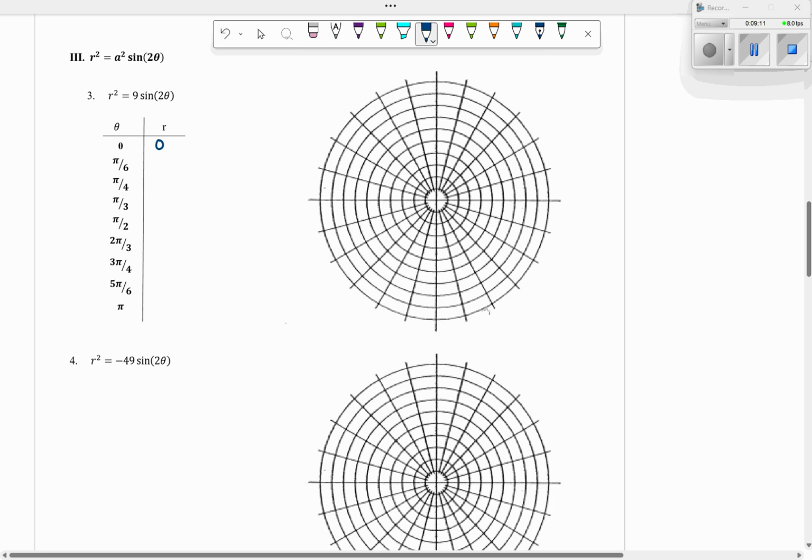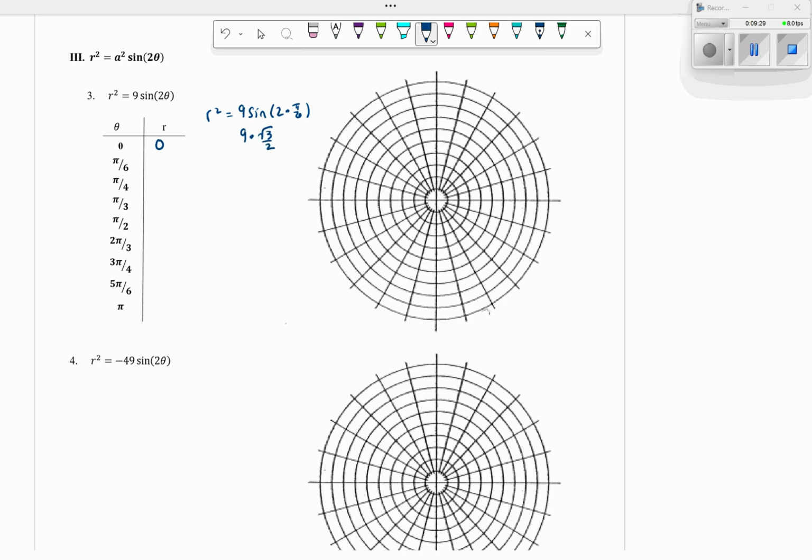So if I plug in pi over 6, r squared equals 9 times the sine of 2 times pi over 6, which is pi over 3, so that would be 9 times the square root of 3 over 2, so 9/2 root 3, and then we're taking the square root of that, so it's going to be a little bit more complicated. So if you plug it in and take the square root of this would be plus or minus about 2.8. And then pi over 4 is going to be a little bit better.